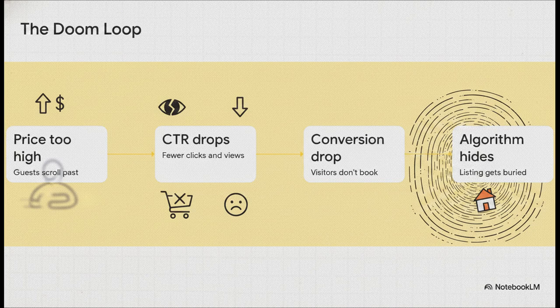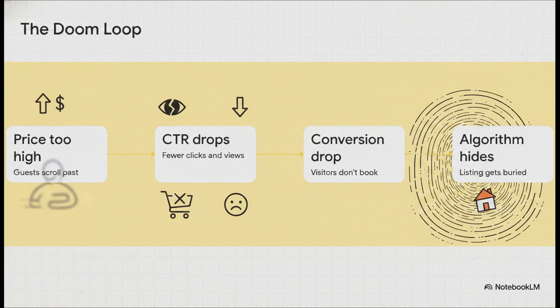A lot of hosts treat the algorithm like it's some mysterious black box. But actually, it's just a machine learning system with one specific job, matching guests with the listing that has the absolute highest probability of being booked. So how easily can you accidentally train it to hide your property? Well, enter the doom loop.